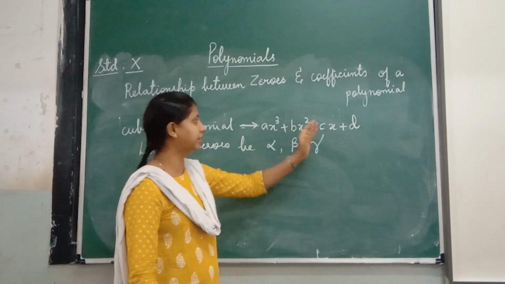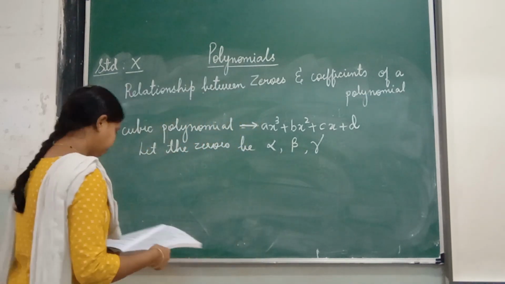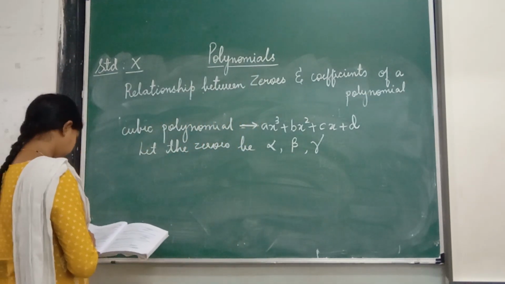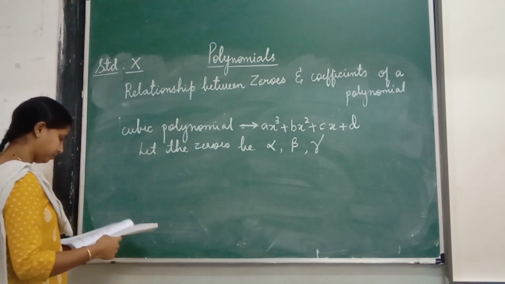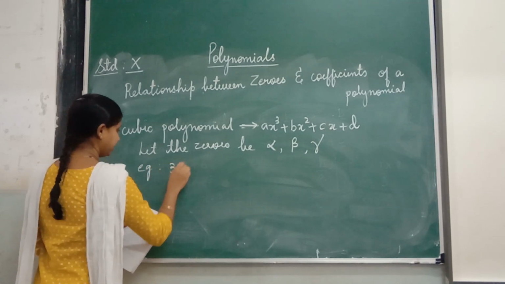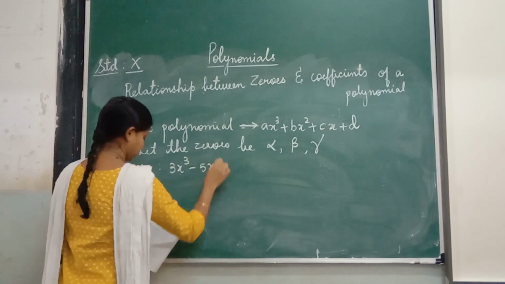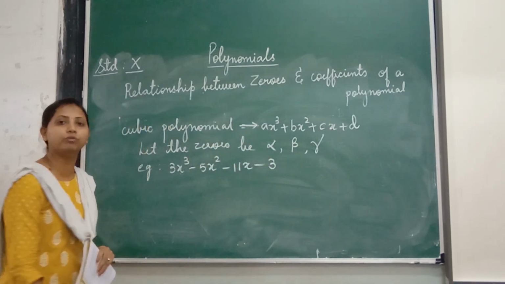Now for example, the 3 roots. One example we will take of a cubic polynomial. For example, 3x cube minus 5x square minus 7x minus 3. This is an example of a cubic polynomial.